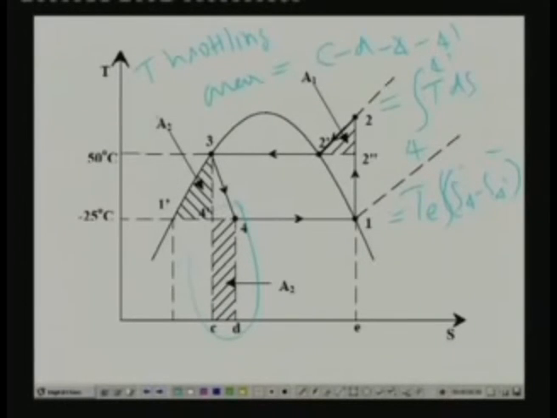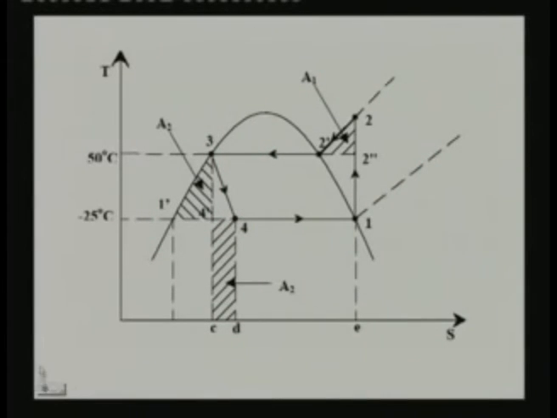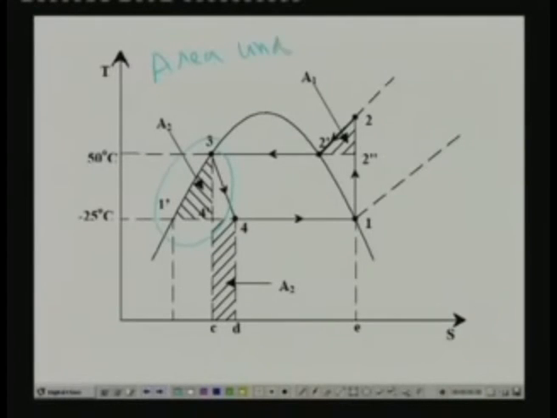You can also find out the throttling area from this side. Because if you are assuming this line to coincide with the isobar at Pc, this also happens to be the throttling area. If you are calculating it from this side, this is nothing but area under 3 to 1 dash minus area under 4 dash to 1 dash, that is this area.